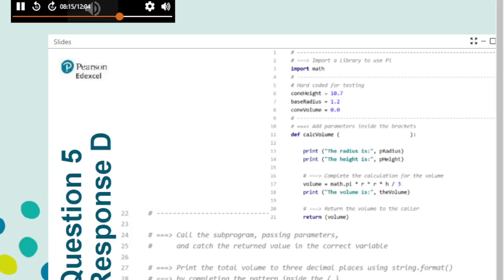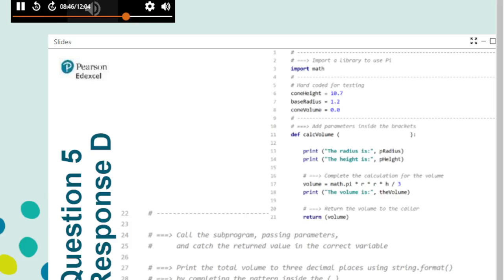Lastly, for response D, marks were awarded as follows. 1 mark for importing the maths library on line 3. On line 11, 0 marks were awarded for the input parameters as this was not attempted. 0 marks for using correct variables in the calculation on line 17 as R and H are used. 1 mark for using math.pi in the calculation on line 17.